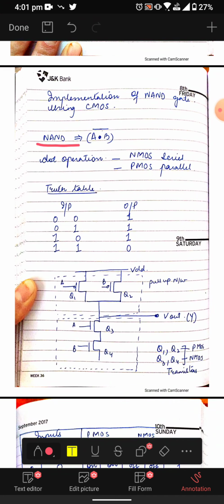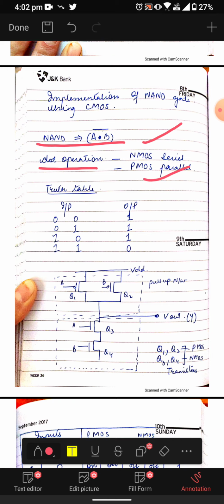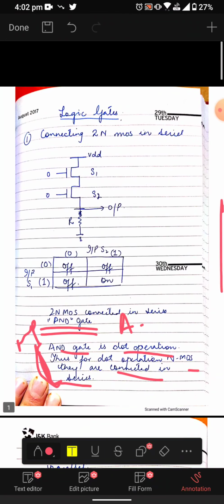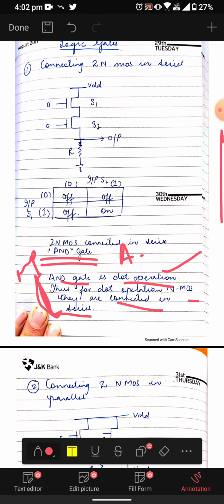So first of all, NAND. NAND क्या है आपका A dot B complement. So first of all, what you observe is that it is a dot operation. And earlier I was telling you कि जब हमारा dot operation होता है, then NMOS they are in series and PMOS they are in parallel. When I told you to remember those points at the end of every logic gate. So if you go back, let me just show you one of them here. And is dot operation, and in dot operation NMOS they are in series.